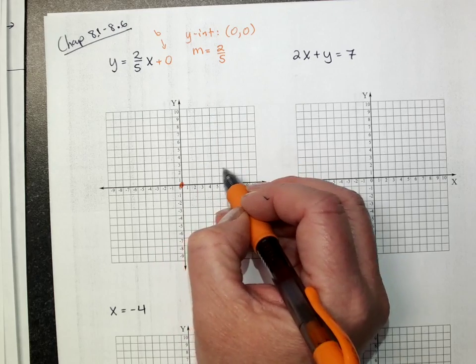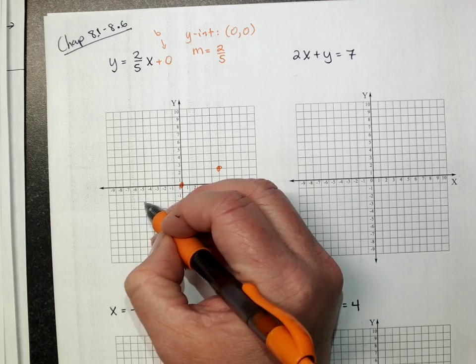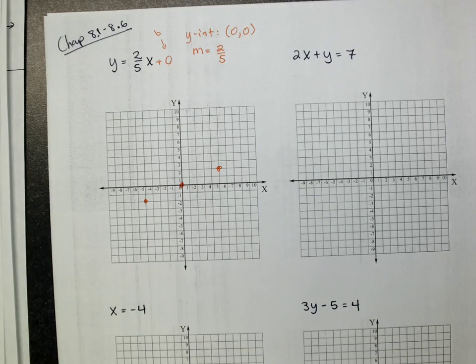So up 2 over 5. That's positive 2, positive 5. You can also go negative 2, negative 5. It's the same thing. And there's your shallow upward line.